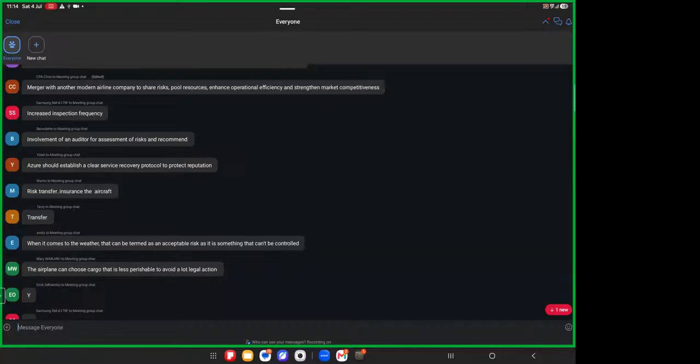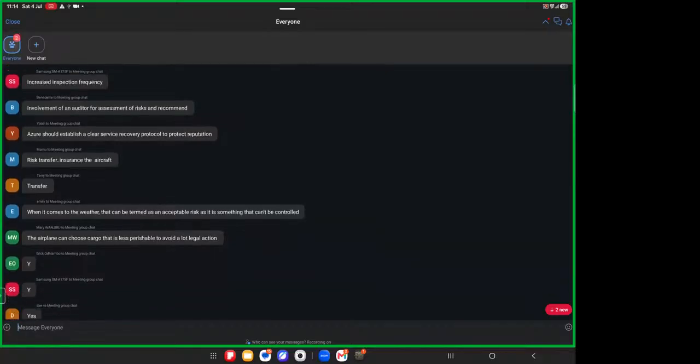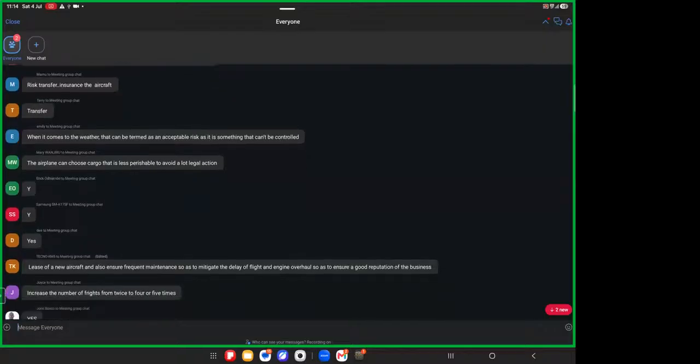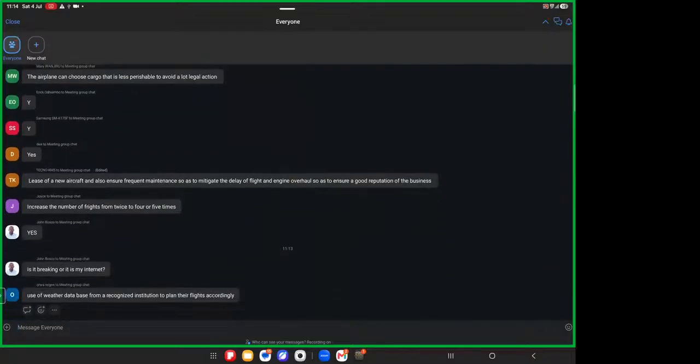Risk transfer: insurance for the aircraft. When it comes to weather, that can be termed as an acceptable risk, as it is something that can't be controlled. Accept it and move on with it. Mary Wanjiro: the airline can choose cargo that is less perishable to avoid legal action. Lease a new aircraft and also ensure frequent maintenance so as to mitigate the delay of flights and engine overhaul, to ensure a good reputation of the business. Increase the number of flights from twice to 4 or 5 times, yes.